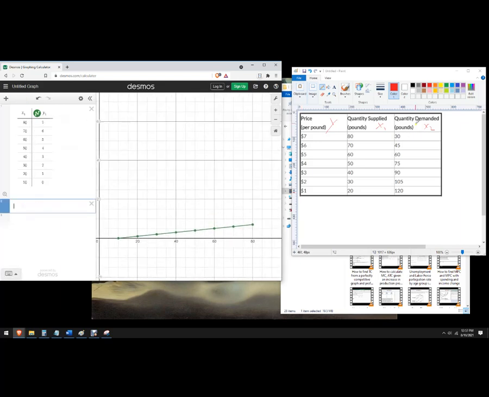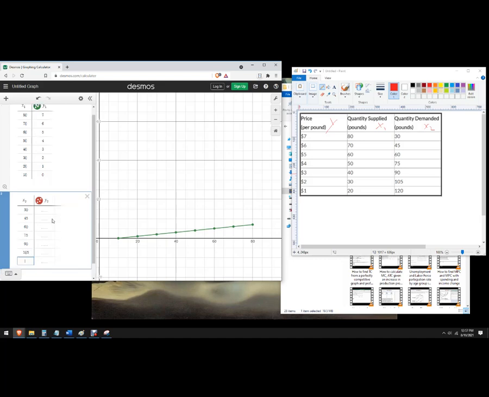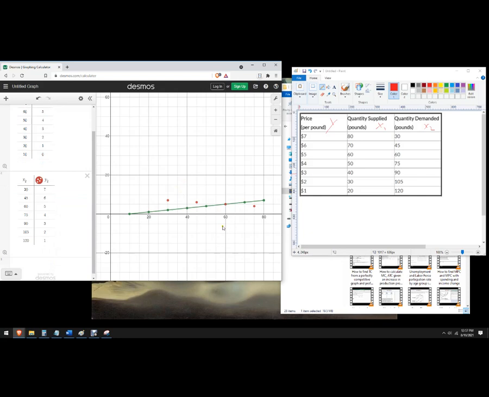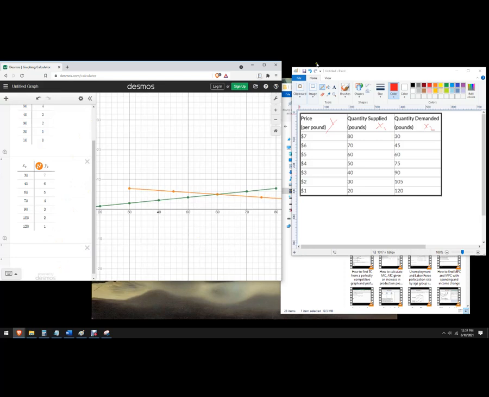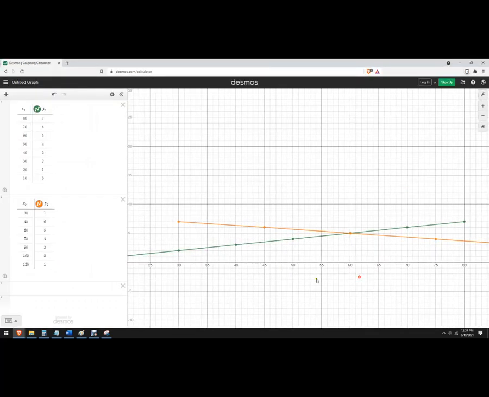And then I want to do the demand curve, which is over here. So I want another table. My x values are 30, 45, 60, 75, 90, 105, and 120. And then just like the other one, I want to have it draw a line there. Instead of red, let's do orange there. Now I'll make this a little bigger. Now I've got the supply and demand functions right here.